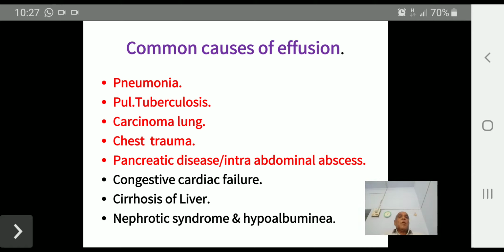These five causes favor the exudative effusion, and congestive cardiac failure, cirrhosis of the liver, nephrotic syndrome, and hypoalbuminemia give the transudative type of effusion.